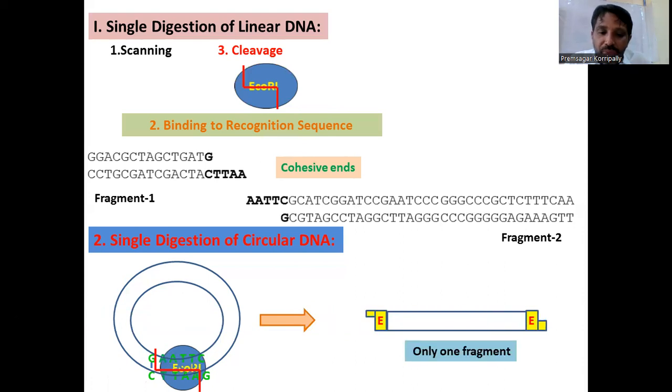You can see, the linearized DNA molecule is able to give two DNA fragments with one restriction site, whereas the circular DNA molecule having one restriction site gives only one fragment, right? So here we have used only one enzyme, hence it is termed as a single digestion. What is the enzyme you used here? EcoR1, right? EcoR1. So this digestion is called single digestion. In the next slide, we'll see the double digestion.